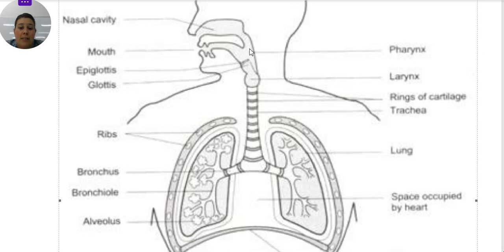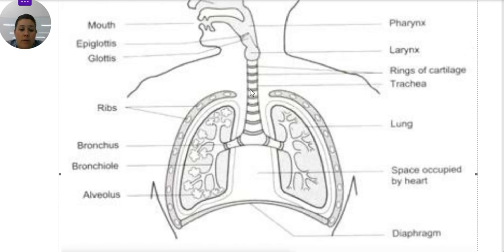The pharynx is your throat. The larynx is your voice box right down here. Then you've got your trachea, which splits into your bronchus, and then your bronchus splits into your bronchioles. You have to know all of these labels: trachea, bronchus, bronchioles, right?